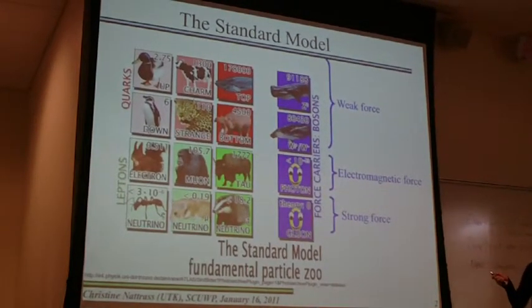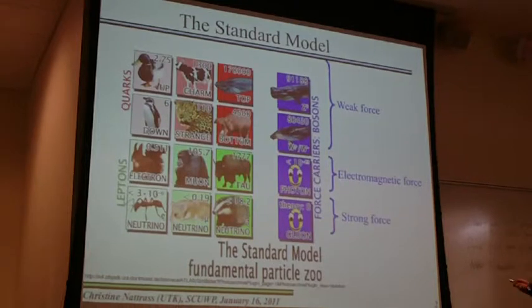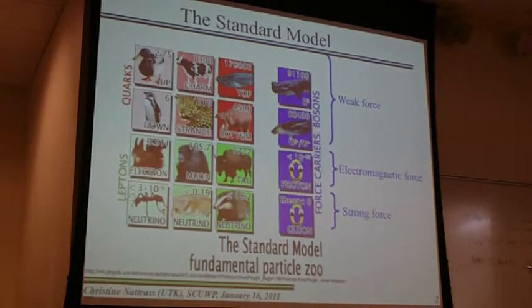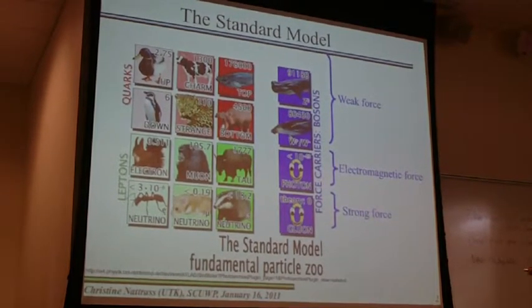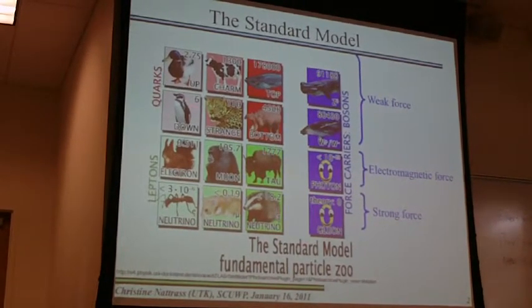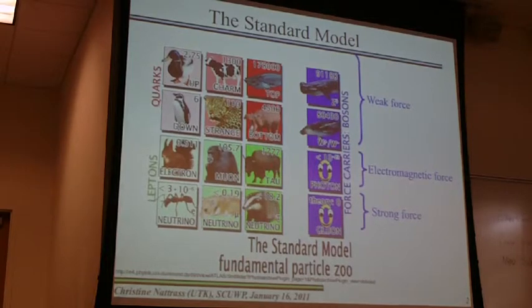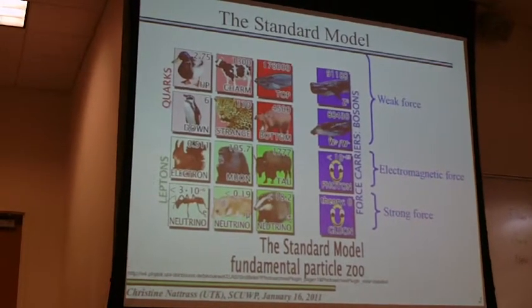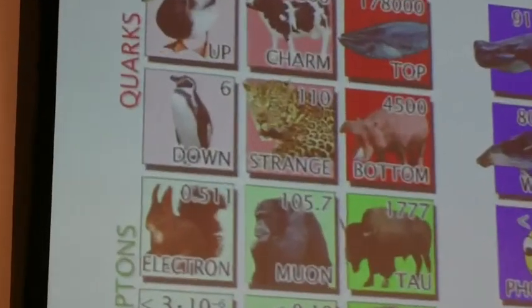This is the Standard Model. This is my favorite representation of it because these little animals are roughly comparable to the scales between particles. So an up quark is represented by a duck. It's much lighter than the top quark, which is represented by a blue whale.